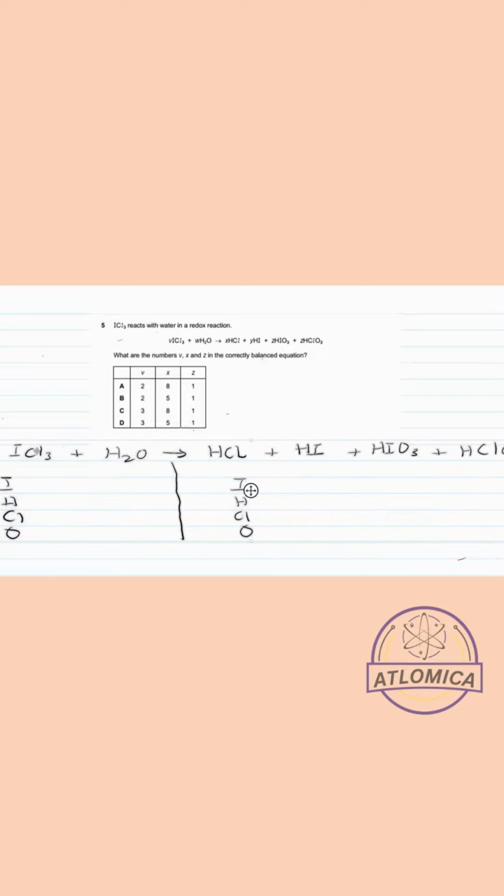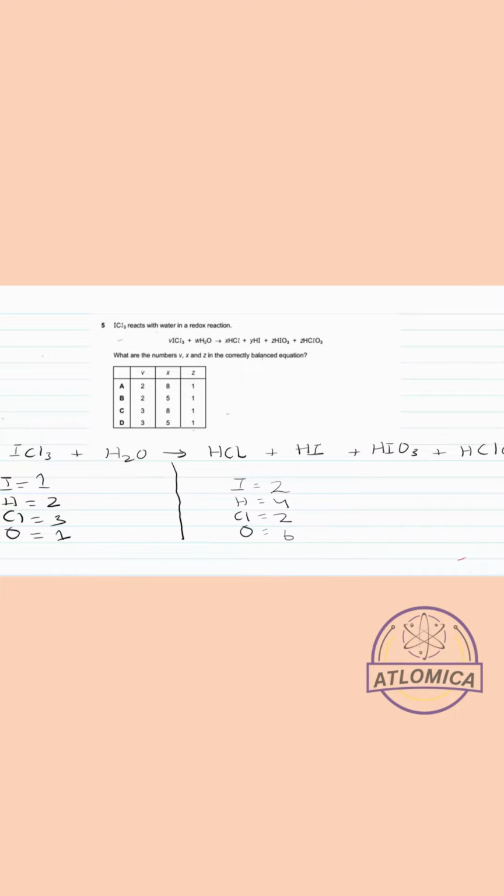I make a table, I rewrite the equation down below for simplicity, and then I make two columns with the number of atoms listed. So here, let's just count the number of atoms of the reactants. We have one iodine, two hydrogen, three chlorine, and one oxygen. On the product side, we have two iodine, four hydrogen, two chlorine, and six oxygen.